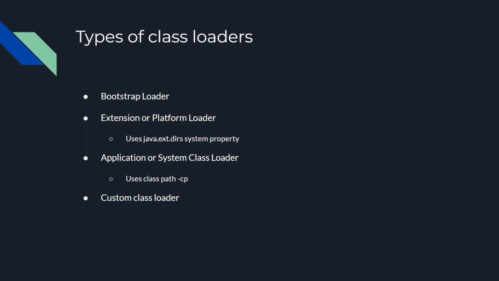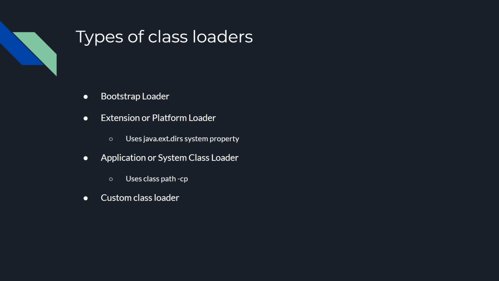Then comes the extension or platform class loader. This class loader is responsible for loading the classes from extension directories. So we can define the extension directories using the system property or the VM argument, which is java.ext.dirs. Extensions are basically optional packages that can be added to JDK or JRE to provide some additional functionality. So if we define a directory using this VM argument or system property java.ext.dirs, then what JVM will do, it will call the extension or platform loader, which will read the files from that directory, and those files or those Java files or Java classes will be loaded into JVM. So that is extension or platform class loader.